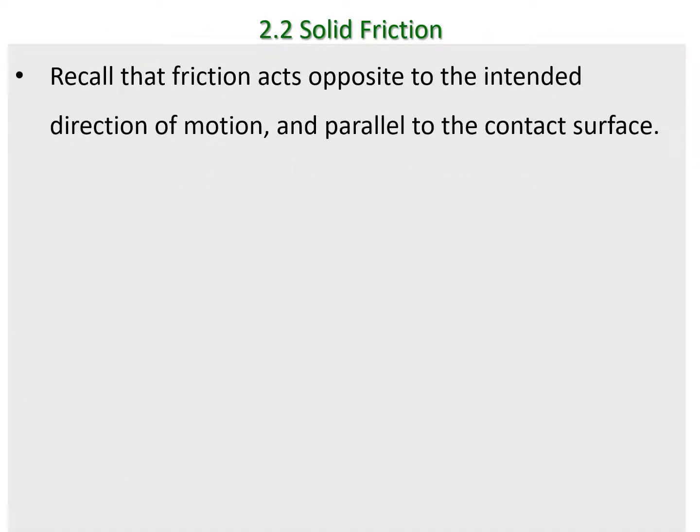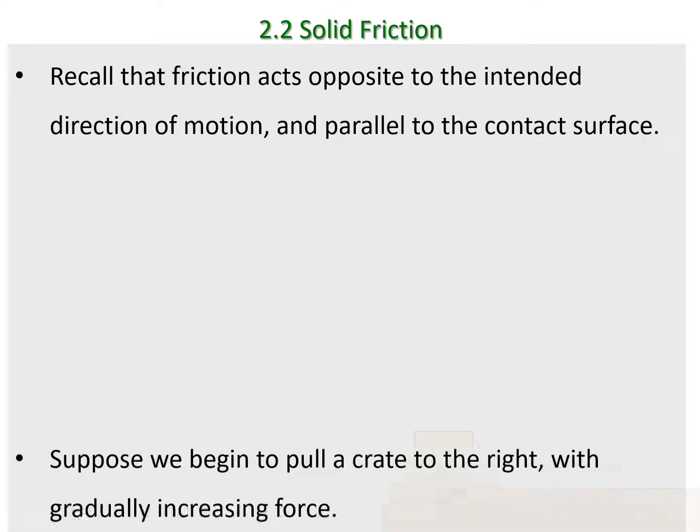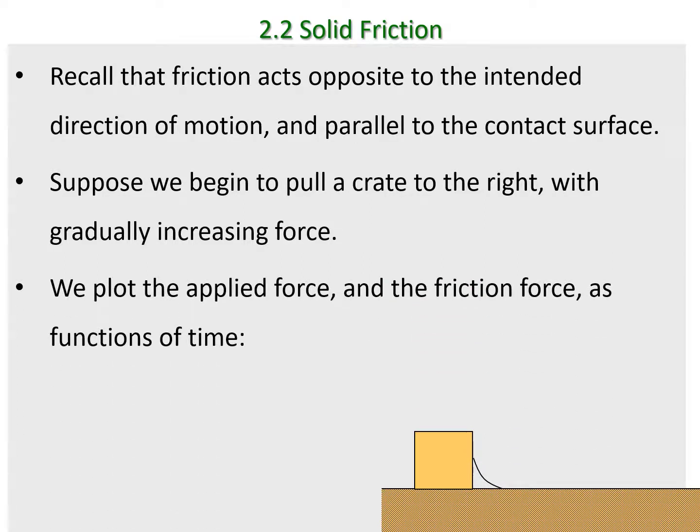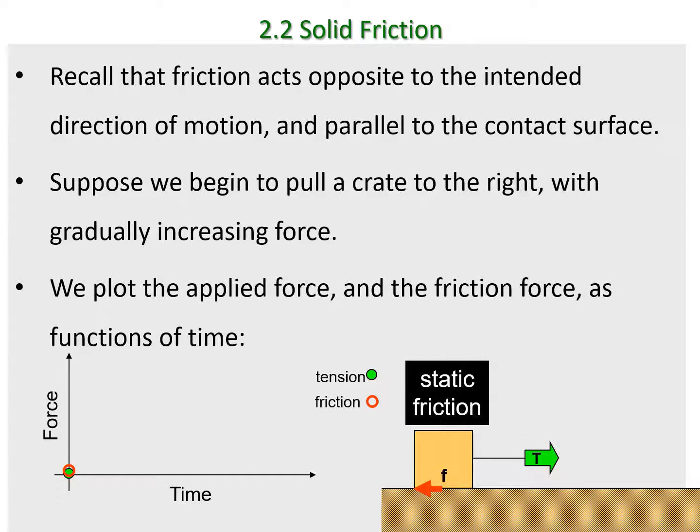Recall that friction acts opposite to the intended direction of motion and parallel to the contact surface. Suppose we begin to pull a crate to the right with gradually increasing force. We plot the applied force and the friction force as functions of time. So what we see is I'm exerting this tension on the object. I want the object to move, but it doesn't. I can keep applying this force. What's keeping the object in place is the static friction.